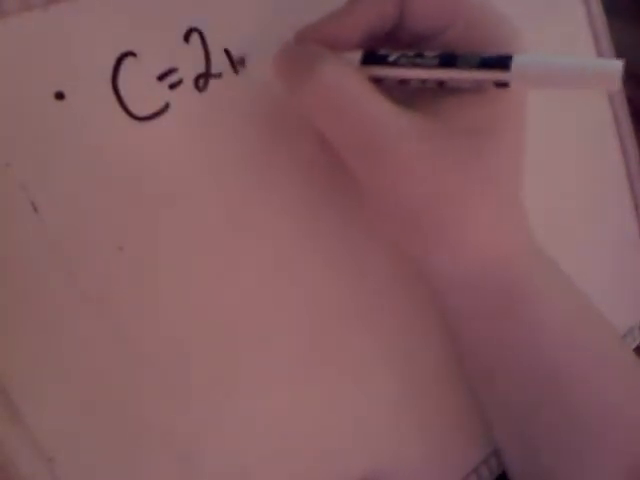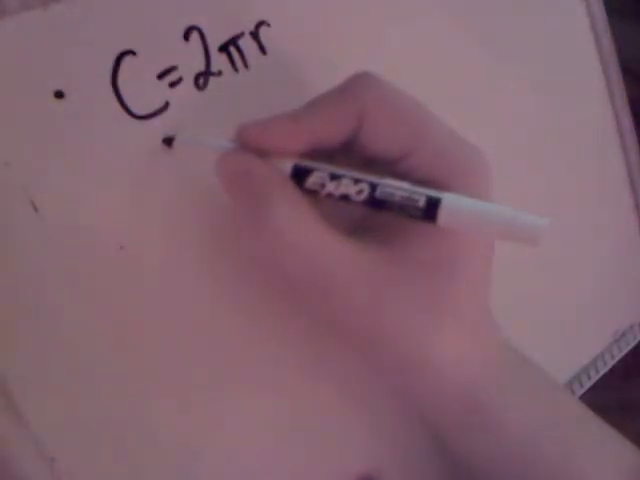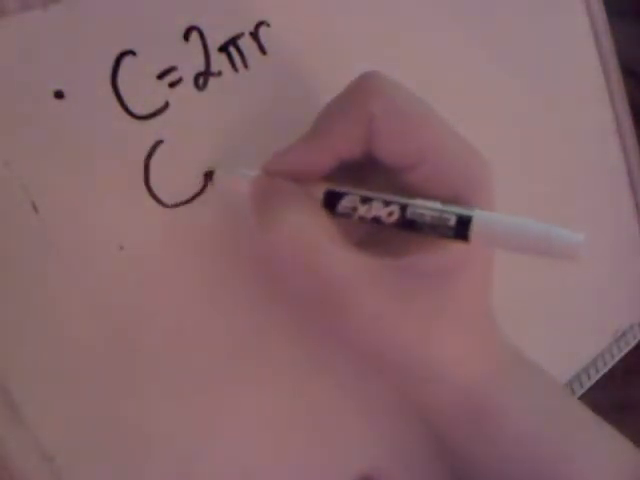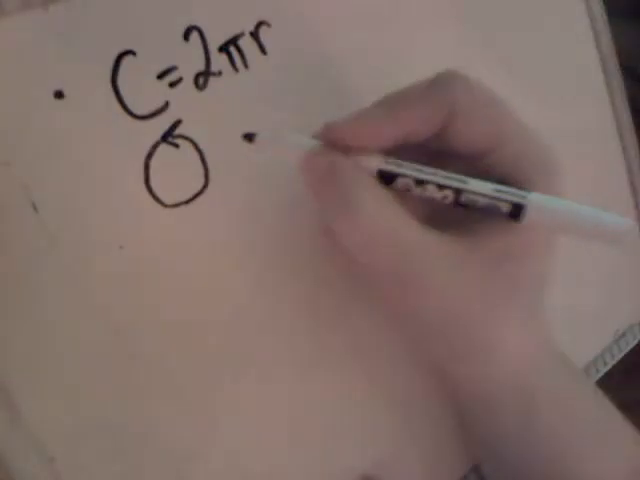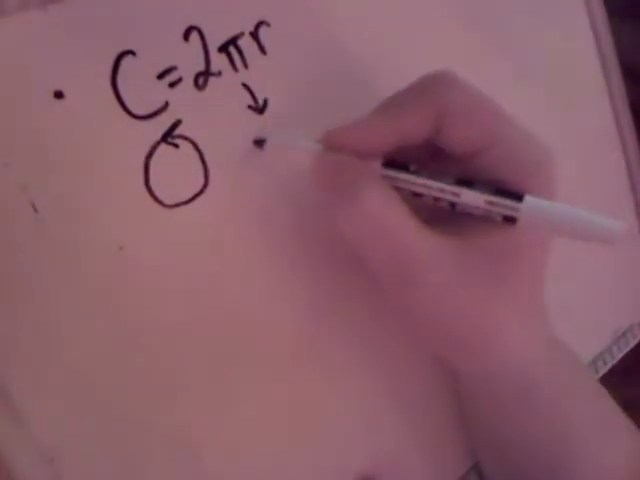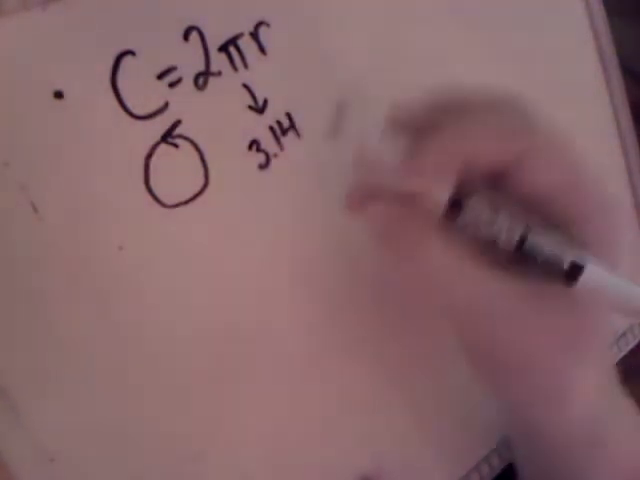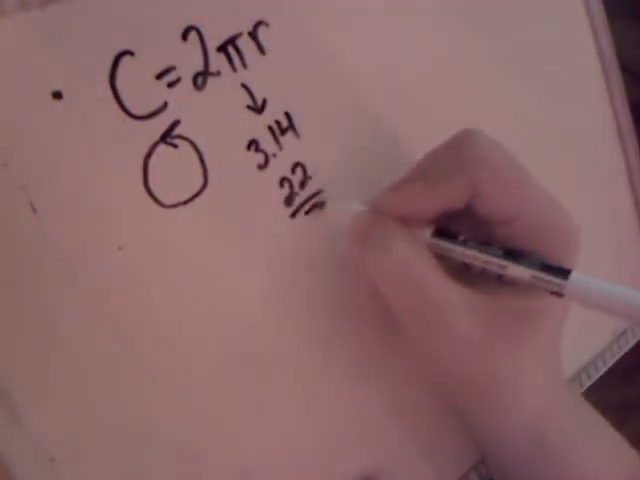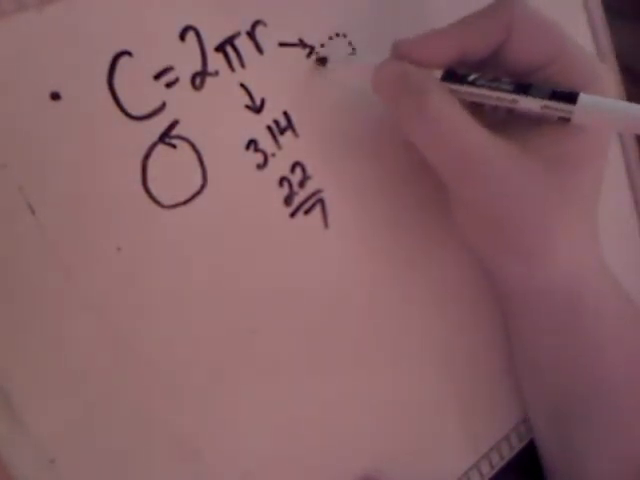This video is going to talk about circumference. Circumference has two formulas. C equals 2 pi r, where C is the circumference or the distance around the circle. 2 is the number 2. Pi is 3.14 or 22 over 7, and the radius is actually the distance halfway across a circle.